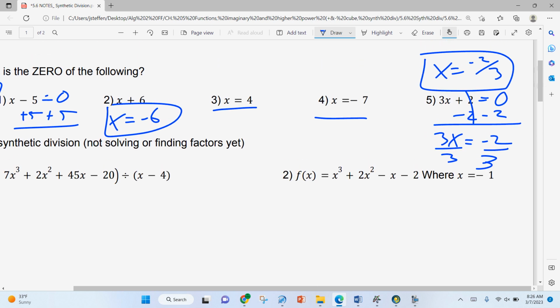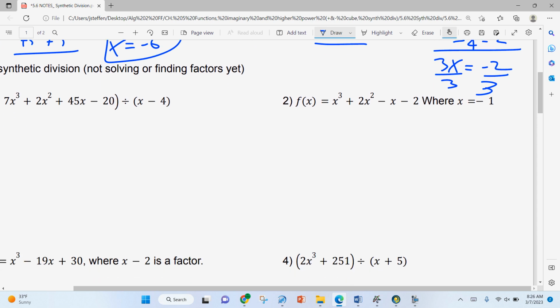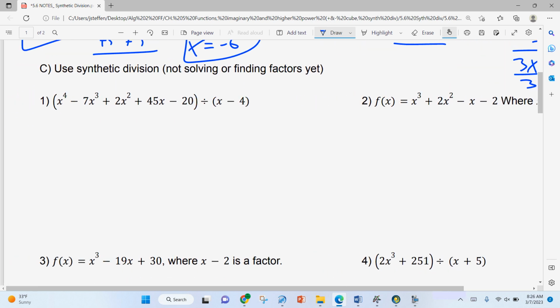Any questions on finding those zeros? Okay, so the first thing we're going to do then with synthetic division, we're not doing any of the factoring yet. We're just doing the dividing step so far. We're just doing this dividing part.